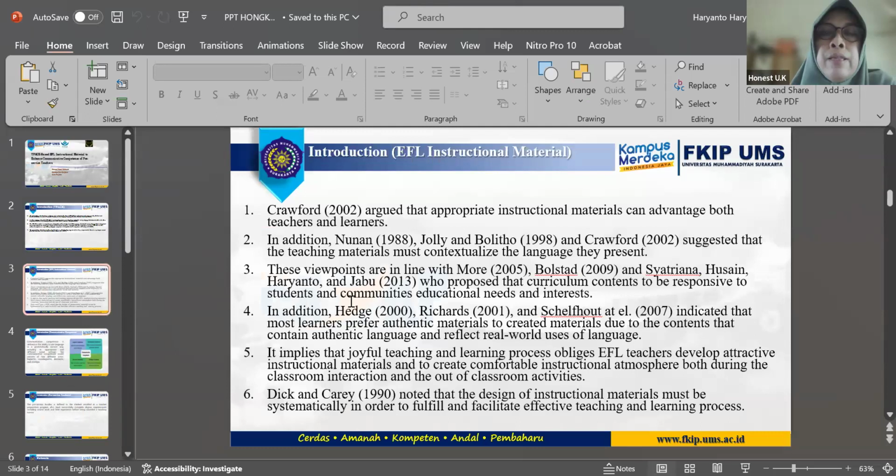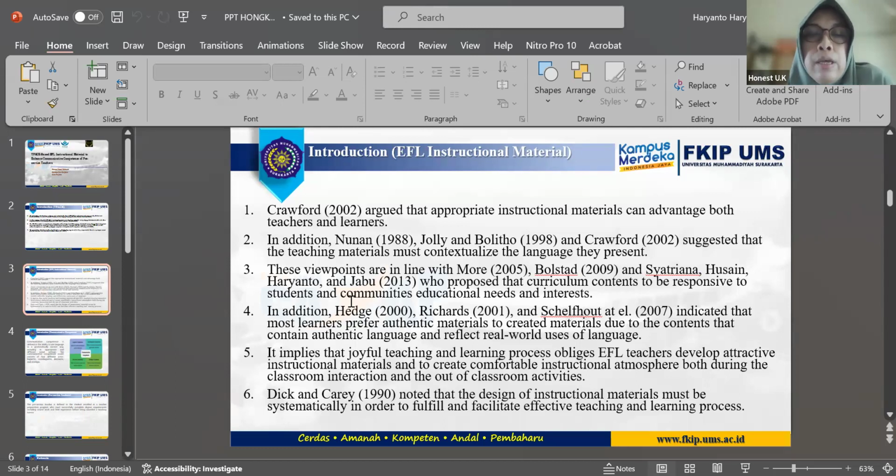Next, it is about EFL instructional material. Crawford said that appropriate instructional material can benefit both teachers and learners, while Numan, Jolly and Bolitho, and Crawford suggested that teaching material must contextualize the language they present. This viewpoint is in line with Moore, Polstad, Shatriana, Hussein, Haryanto, and Jabu, who proposed that curriculum contents should be responsive to students' communicative educational needs and interests.